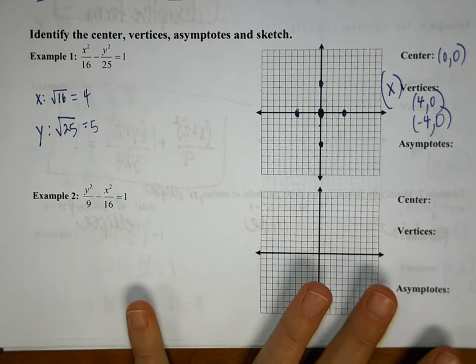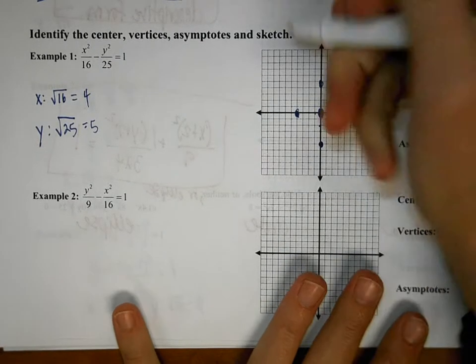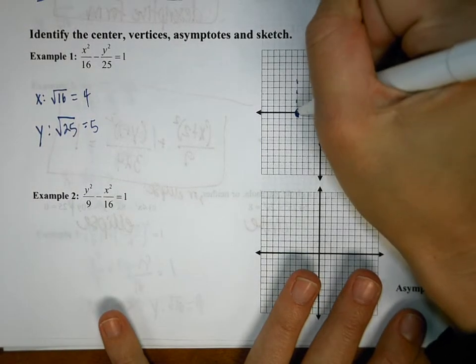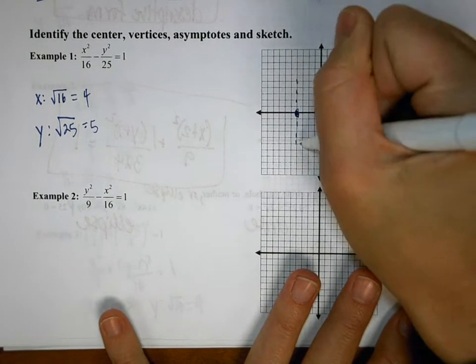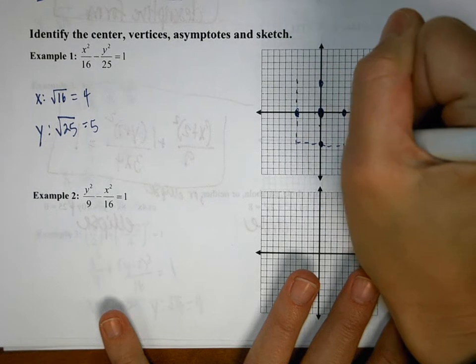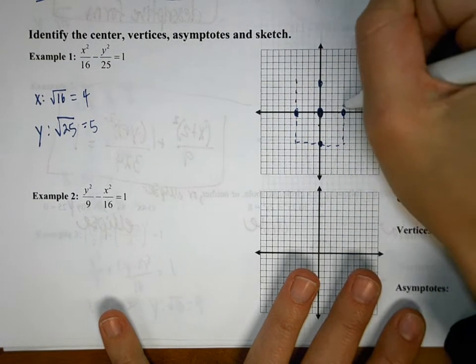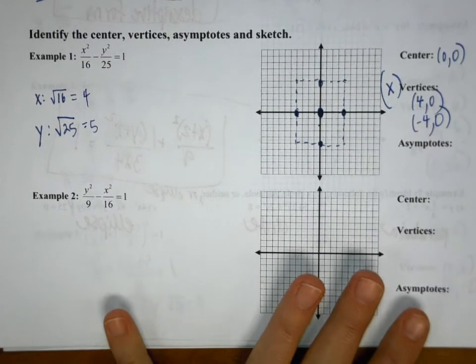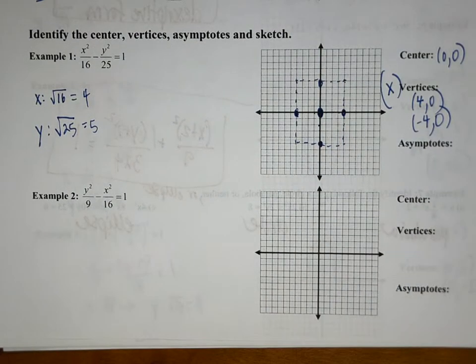When you are making a hyperbola, you are going to end up making a dotted box. This is going to help you with drawing. So I'm just doing a dotted line, and I'm going on the outside and making a box around these points. Okay, from there, after you do that, you are going to draw your asymptotes.